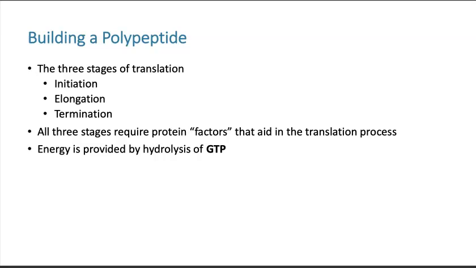All 3 stages do require protein factors to aid in the translation process, and we are getting energy to make these chemical bonds. But instead of using ATP for this energy, we're actually using GTP, guanine triphosphate, as the energy source of the building of the protein.